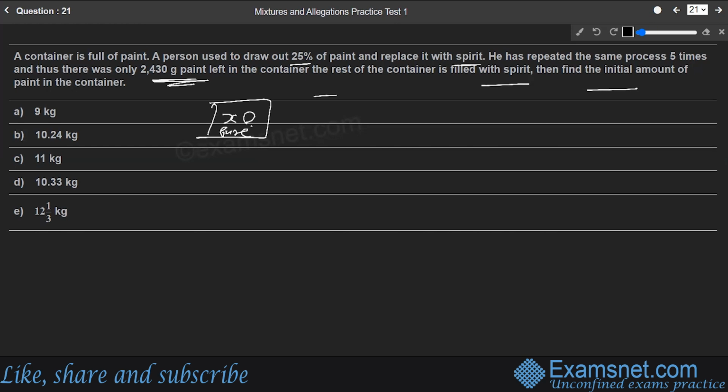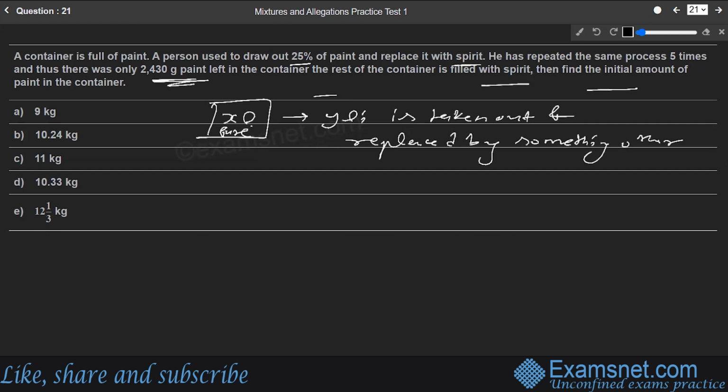Okay, if there is X liter of something pure in a vessel, and if Y liter is taken out and replaced by something other than the pure content, it could be water also, it could be spirit also, it could be anything, but not that pure substance which was initially available. The same Y liter is refilled with water, let's say.